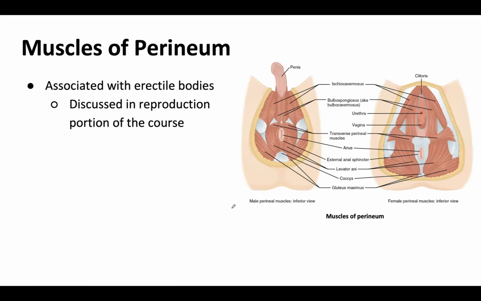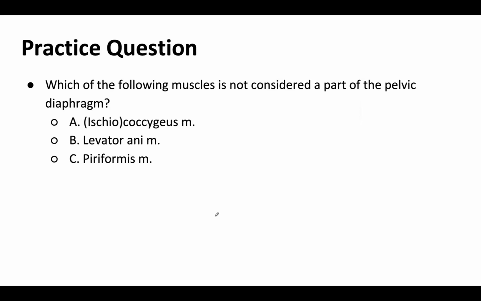I do want to note that there are more skeletal muscles in the pelvis that we aren't going to be discussing in this section of the course. These are the muscles of the perineum. Many of these are associated with erectile bodies and really should be discussed with the erectile bodies. So this will be discussed in more detail in the reproduction portion of the course.